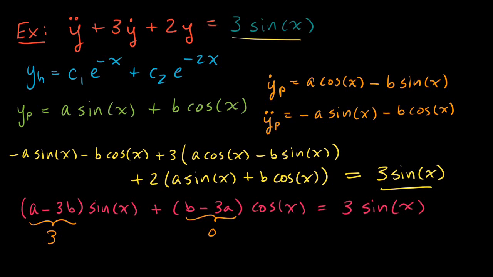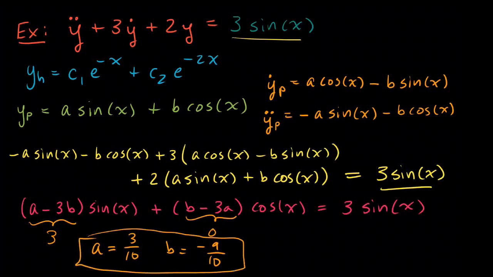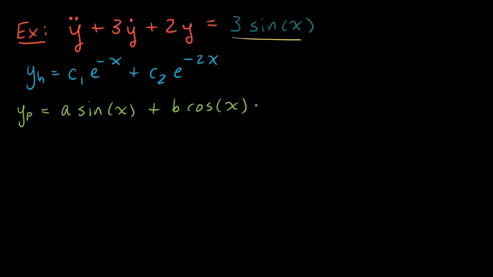And solving, I'm going to get a equals 3/10 and b equals negative 9/10. Right, so those are what I'm going to get when I solve that system of equations. Okay, with those coefficients, we can go ahead and write this as 3/10 times the sine of x minus 9/10 times the cosine of x. And that is the particular solution for the non-homogeneous case.